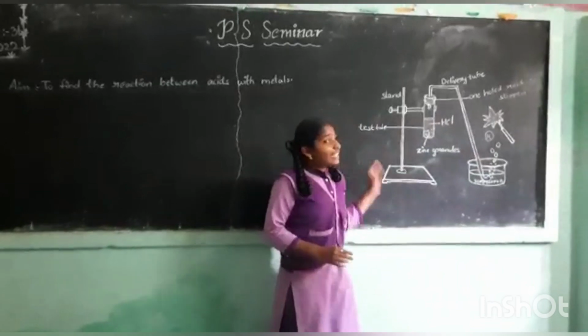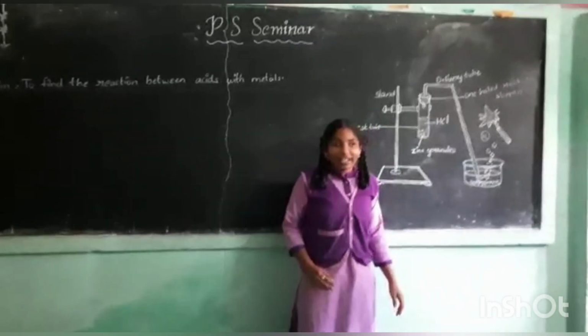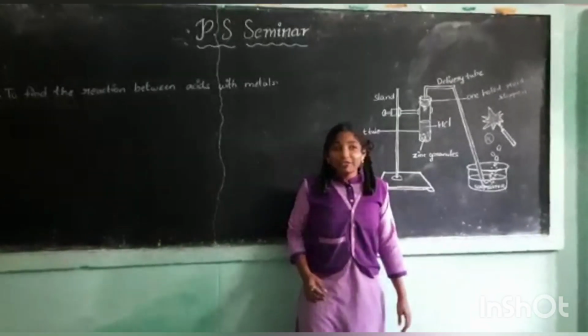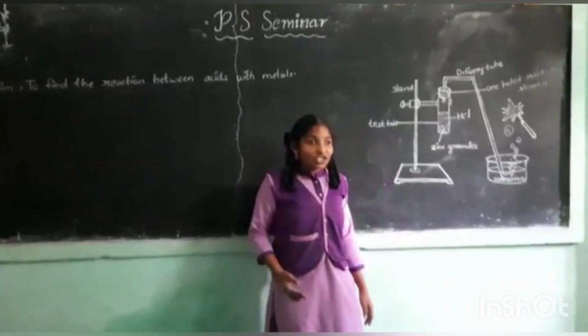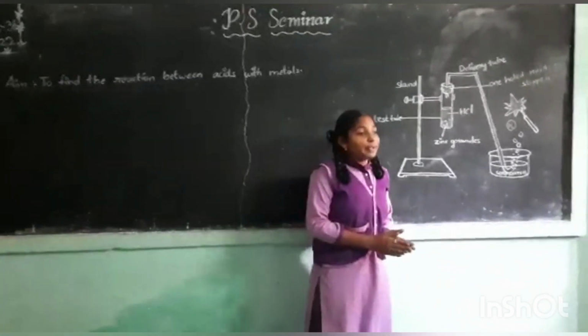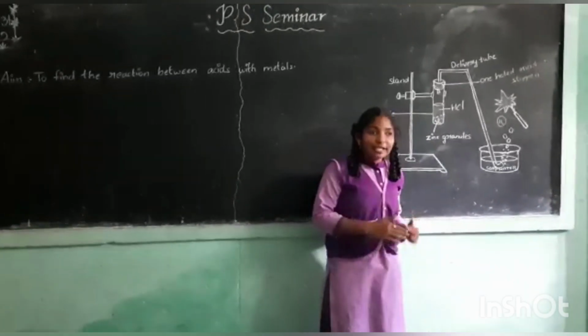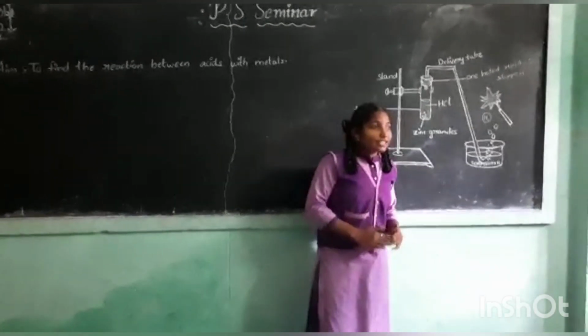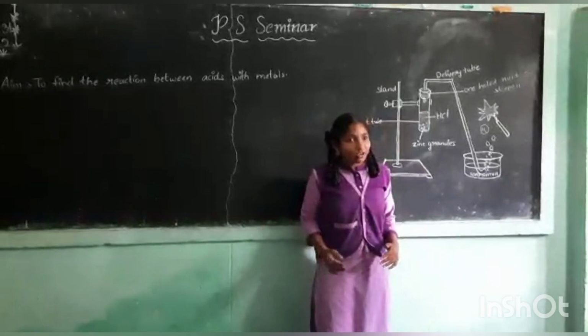First, take about 10 milliliters of dilute HCl. You all know what is the difference between dilute and concentrated HCl. Because dilution means the solution is mixed with water. It means reducing the concentration of H+ ions, right?